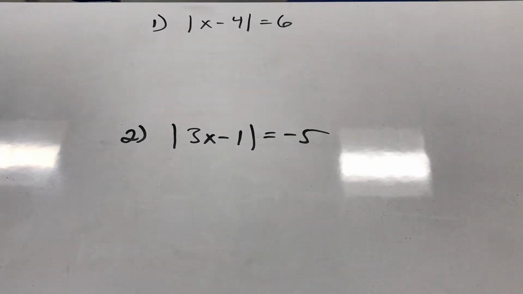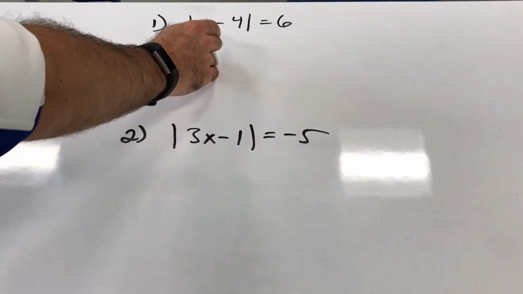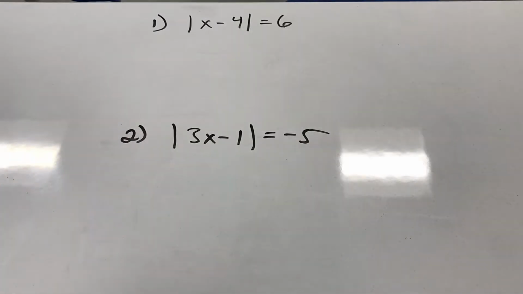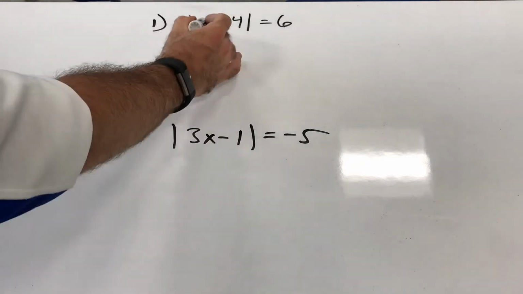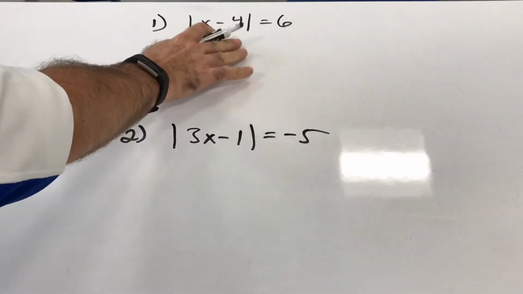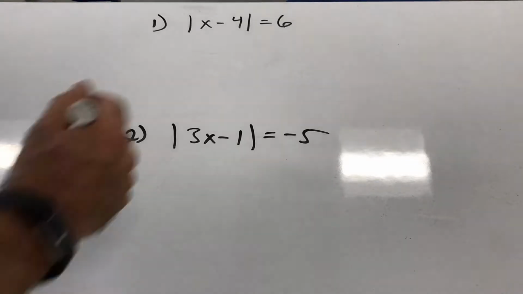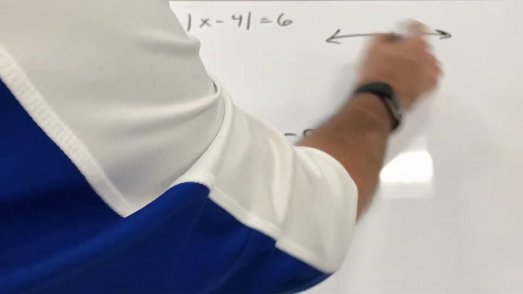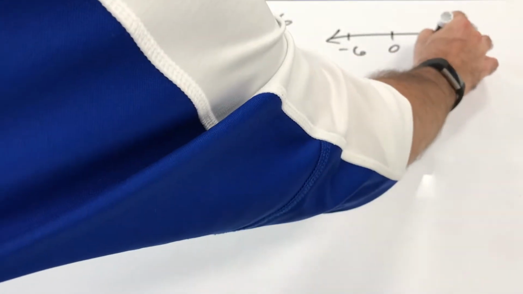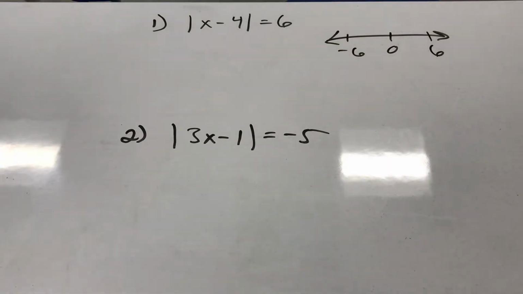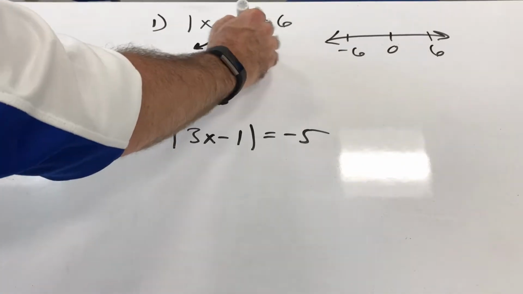So the first example we'll look at will be the absolute value of x minus 4 equals 6. Well, I realize that x minus 4 is a number, and when I take the absolute value of this number, I get a distance from 0 of 6. Well, there's two possibilities for that. Here's 0. I could be at -6, or I could be at 6. Now, whatever x minus 4 is, it's going to give me that distance of 6 from 0. So I have two possibilities that I need to look out for.